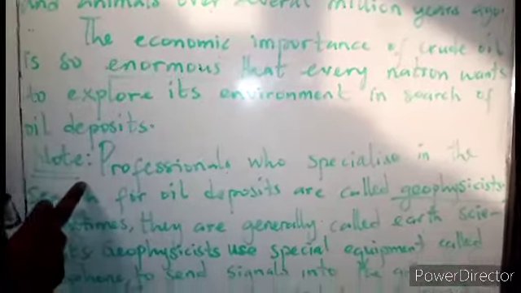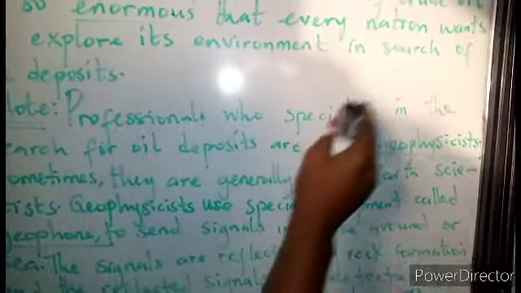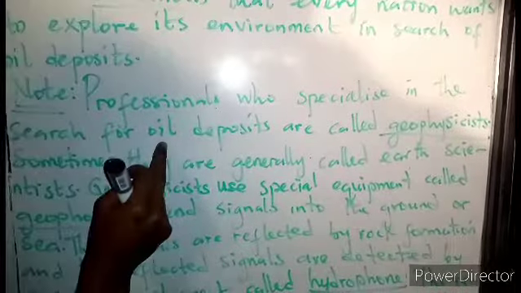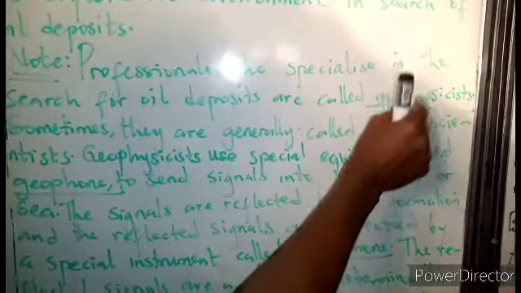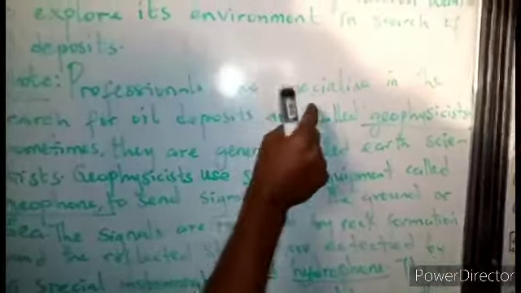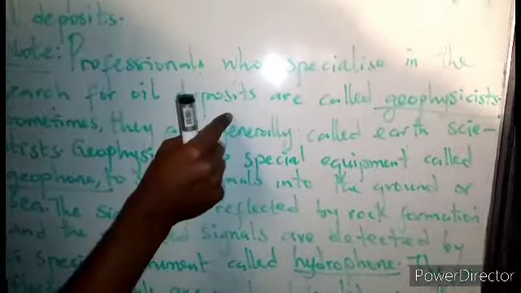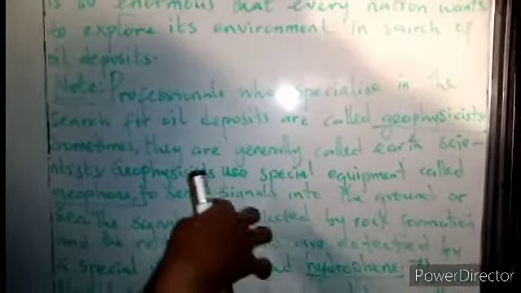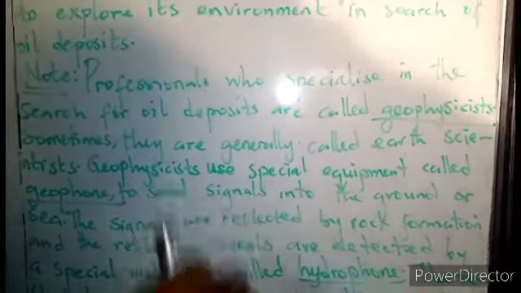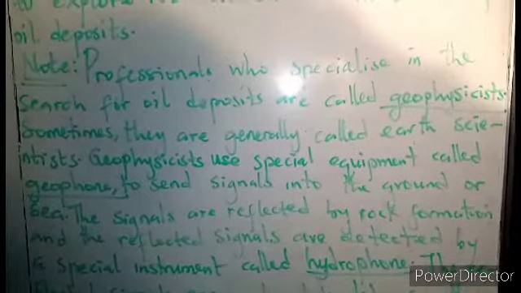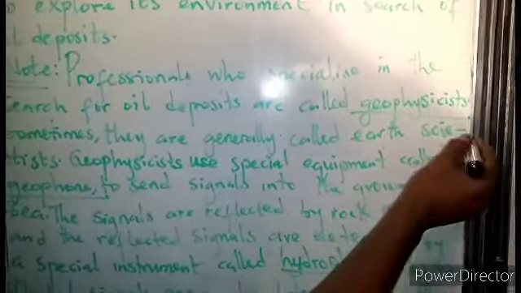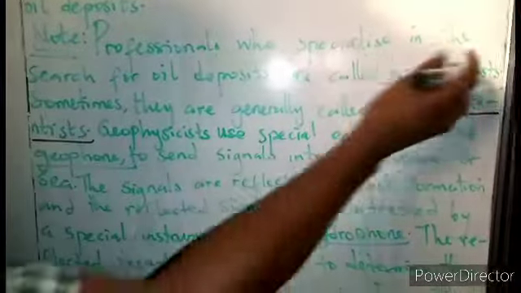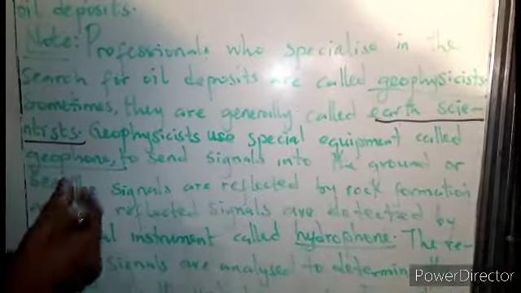Alright, now note, professionals who specialize in the search for oil deposits are called geophysicists. Take note, who are geophysicists? Geophysicists are professionals who specialize in the search for oil deposits. So these are the people that look around the earth's ground using their machines or equipment to know the ground that contains crude oil. Alright, let's continue. Sometimes they are generally called earth scientists. That is another name for them. Geophysicists are also called earth scientists.